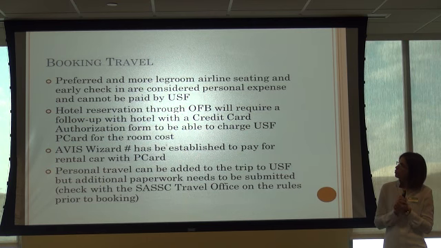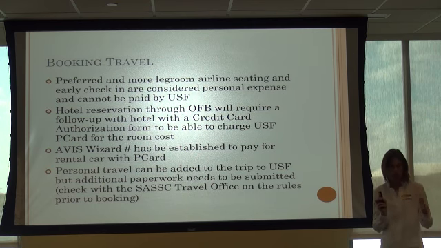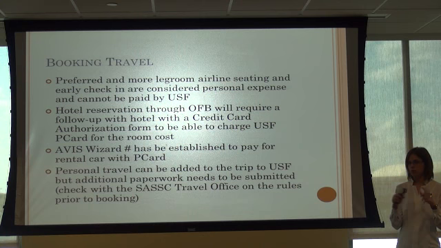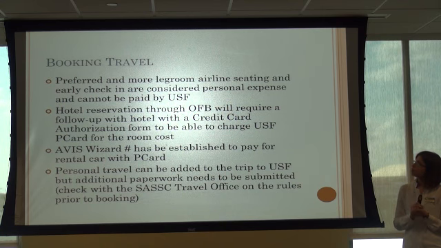When you're booking travel, these are some of the rules. I'm going to go over Orbis for Business a little bit later, so just bear with me. Make sure that preferred and more legroom airline seating and early check-ins are not being selected. Orbis for Business will typically not allow you to do that in the first place, but please make sure those are not added on, and not added on your P cards if you are the travel arranger, because those are considered personal expenses and not reimbursable by the university.